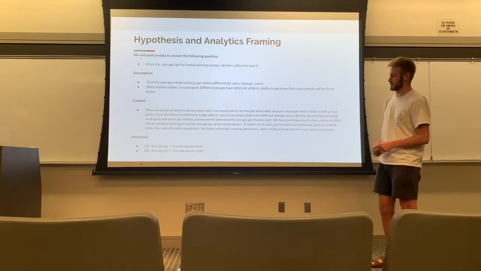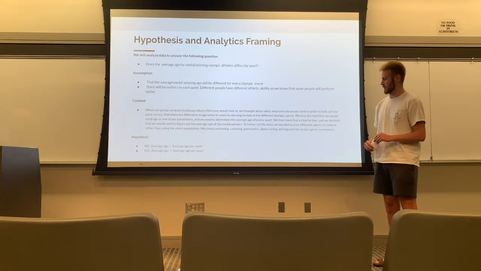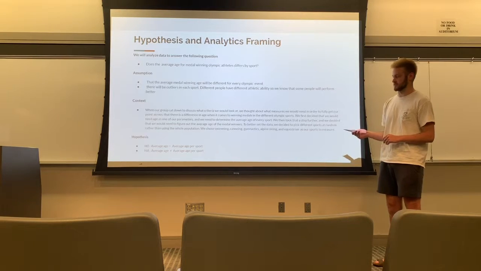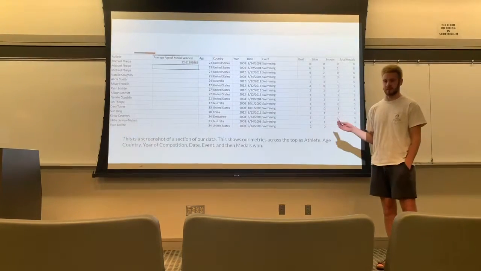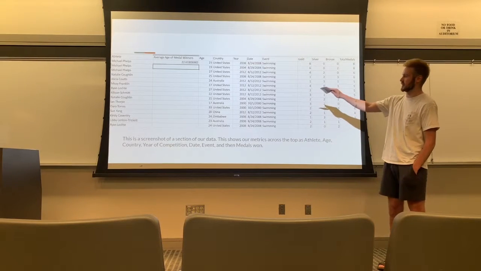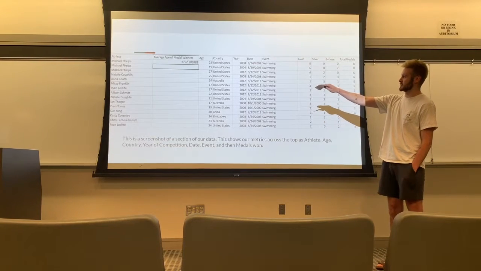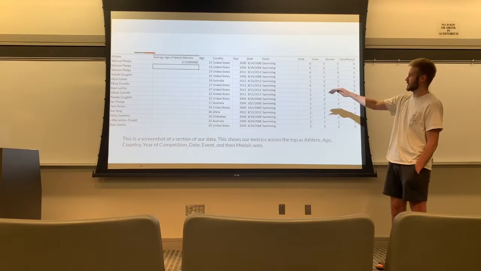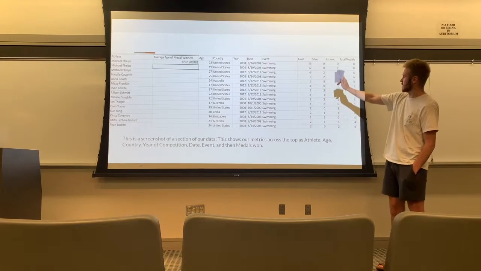And so our null hypothesis was the average age equals average age per sport. And our alternative hypothesis was average age does not equal average age per sport. So this is a screenshot of the data we used, and it shows the metrics across the top. So we have athletes, average age of medal winners, age, country, year, date, event, and then the different medals and total medals.